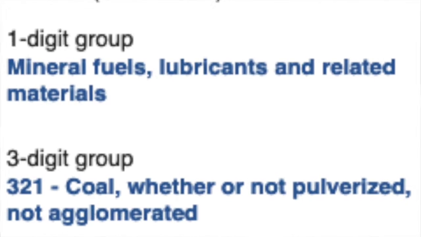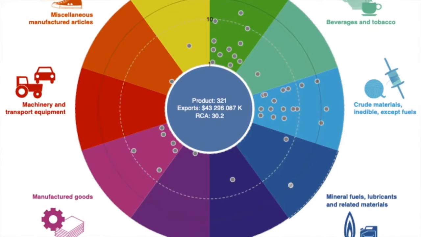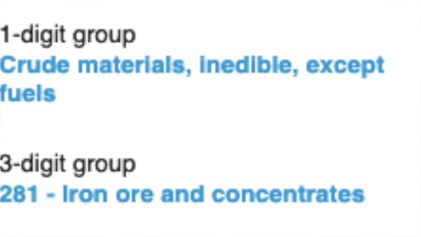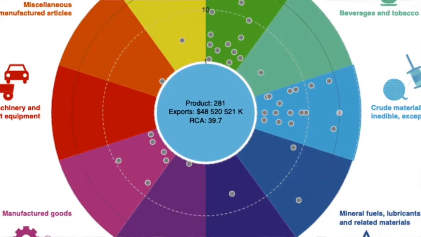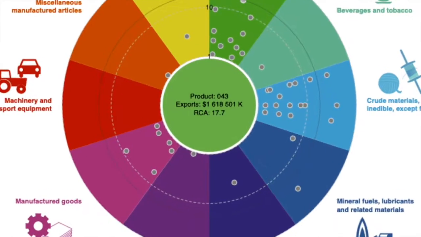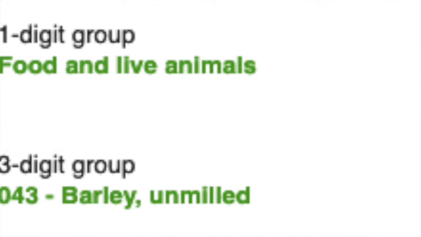One of Australia's most specialised industries is in mineral fuels, with coal at an RCA value of 30.2. Much of Australia's increasing specialisation in mineral exports is due to a strong demand for Australian ores and minerals from the Asia-Pacific region, in particular China, driving the increase in mining exports. As of 2017, iron ores and concentrates currently lead with an RCA value of 39.7. Agricultural and food industries also proved to excel, with a value of 17.7 in barley unmilled.